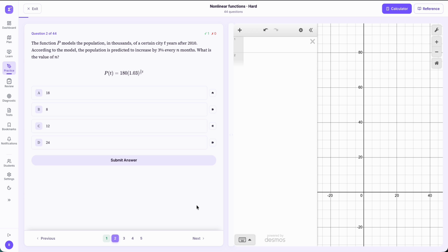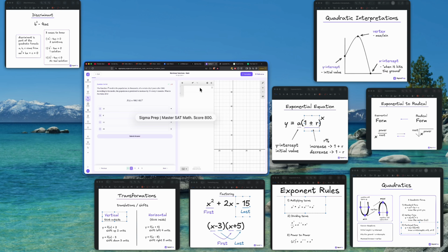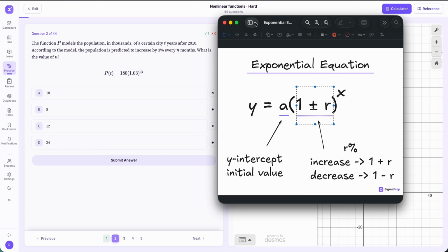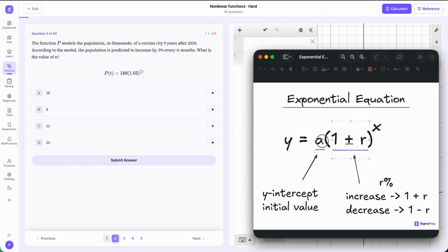All right, next one. The function p models the population in thousands of a certain city t years after 2010. According to the model, the population is predicted to increase 3% every n months. What is the value of n? Okay, so this is your exponential equation, right? Two parts to it. You have the number in front, that's the initial value, and you have this number inside, which represents the increase or decrease, right?